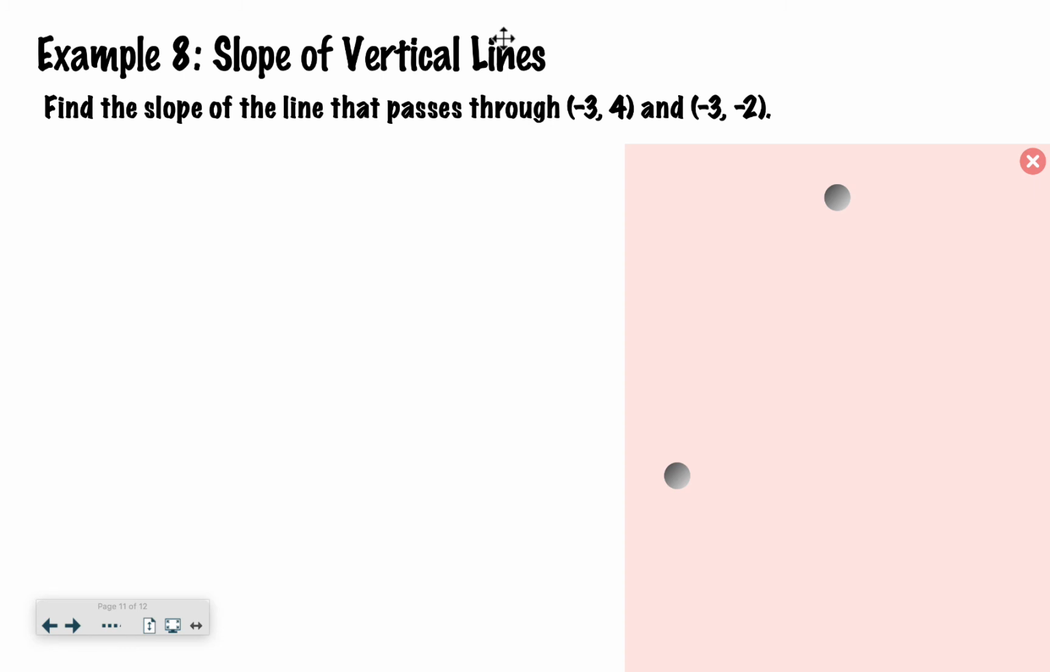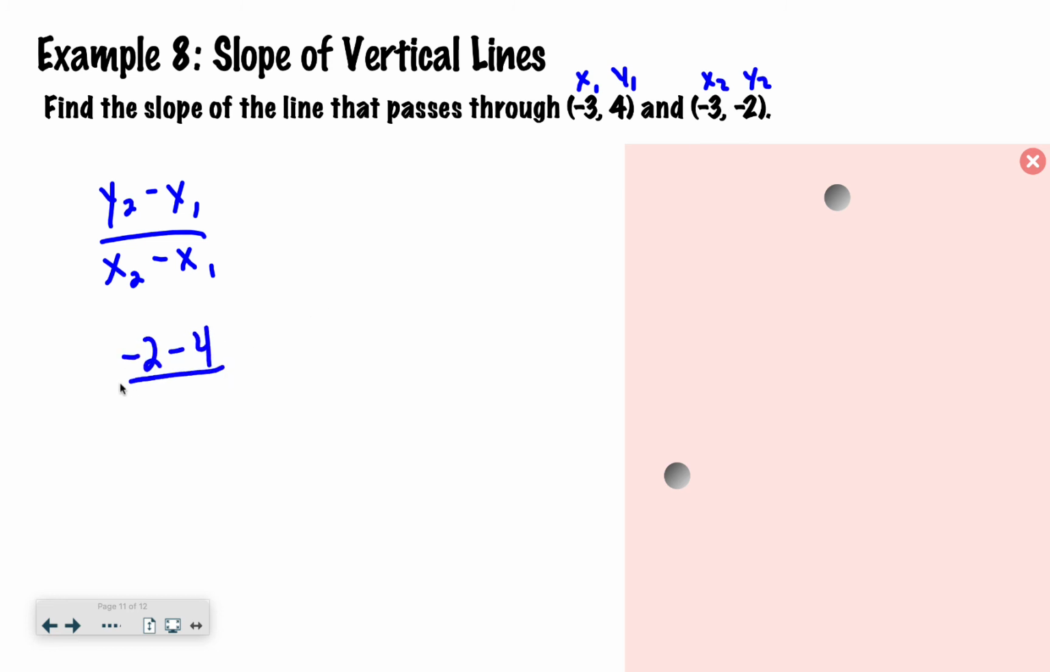Now let's talk about slope of vertical lines. So again, if we do our slope formula, and we subtract our y's and put them over our x's. So we have x1, y1, x2, y2. I have negative 2 minus 4 over negative 3 minus a negative 3. So negative 6 over 0.